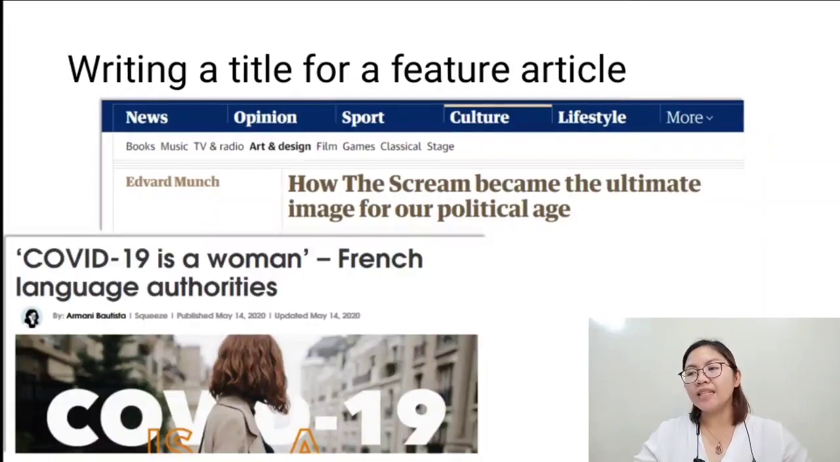Example, COVID-19 is a woman by French language authorities. So this will pique your interest. Really, a disease, a pandemic is gendered. Okay, so this will pique your interest to reading the story more.